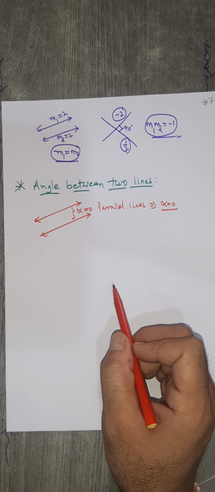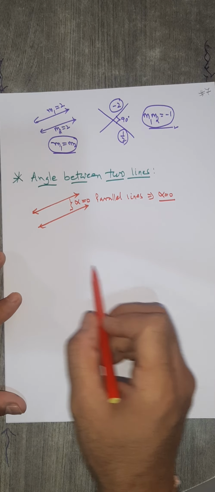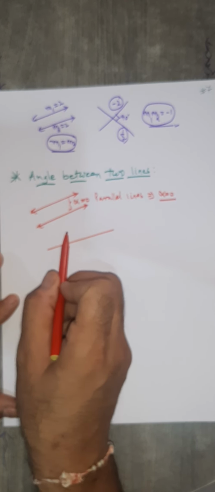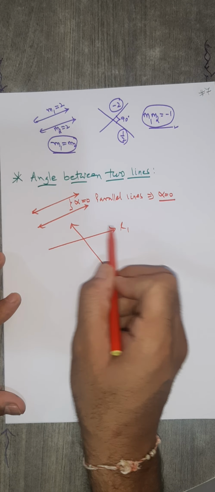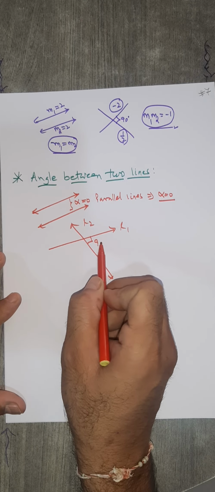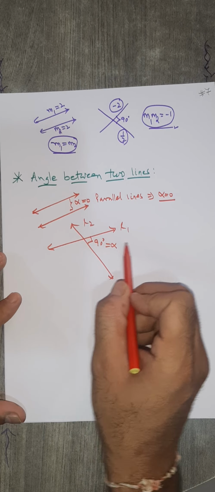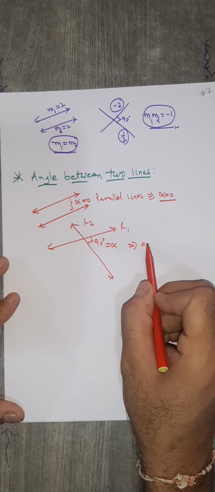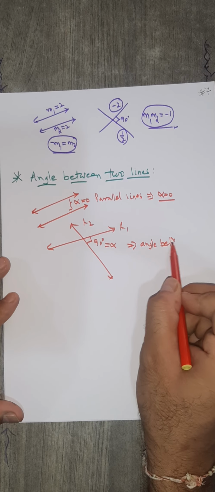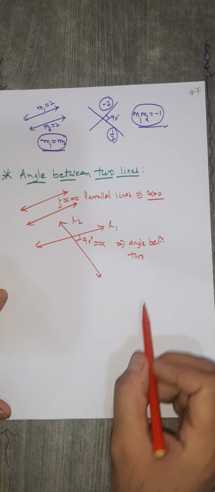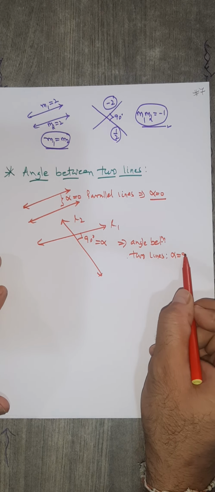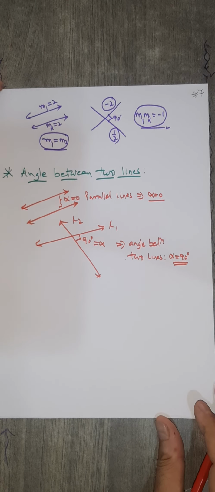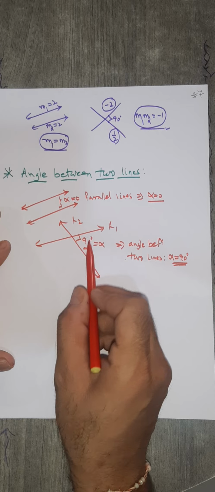Now if I take intersecting lines, for example like this, making, let's take a 90 degree angle, L1 line, L2 line, they intersect at 90 degree like this. So here the angle between two lines is 90 degree. Alpha equals, let's take 90 degree here.